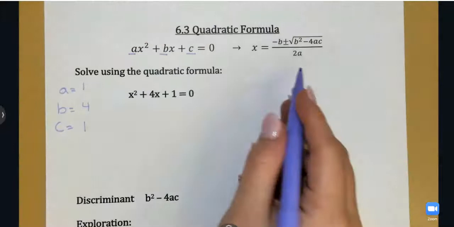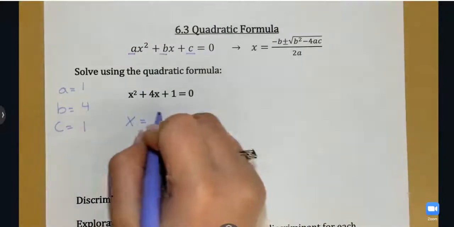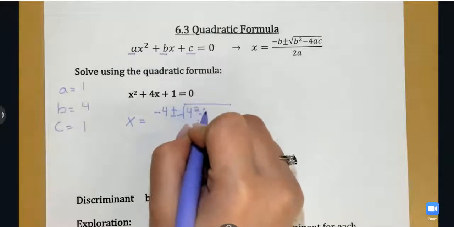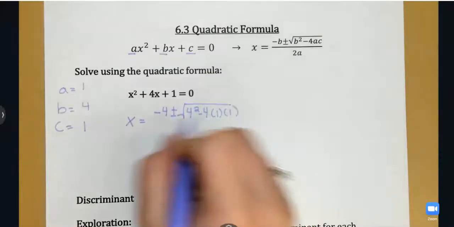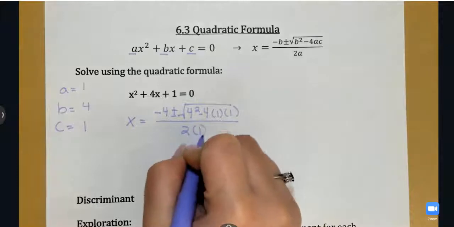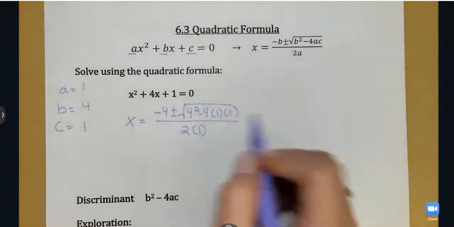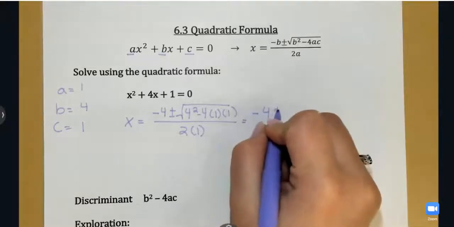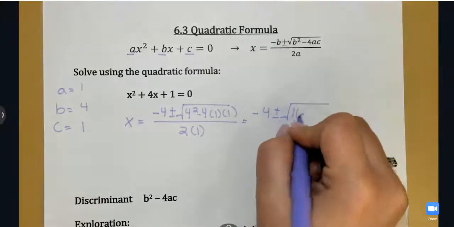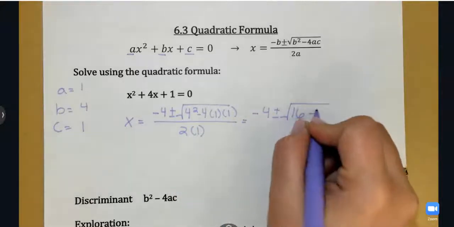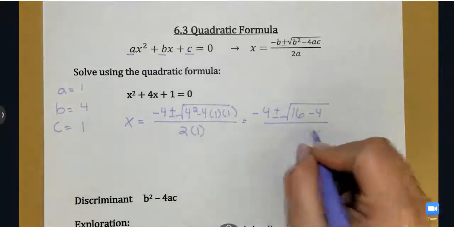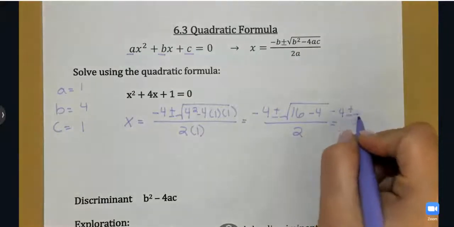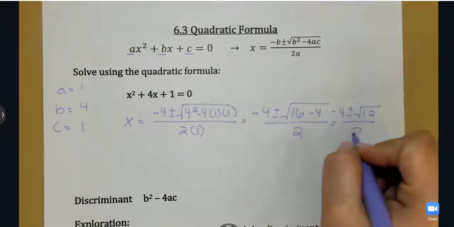And now I'm just going to plug everything into my formula. So this will be negative 4 plus or minus the square root of 4 squared minus 4 times 1 over 2 times 1. So now we're going to simplify what's inside of our radical and evaluate from there. So 4 squared is 16. Negative 4 times 1 is just going to be minus 4. 2 times 1 is 2. This leaves us with the square root of 12 over 2.